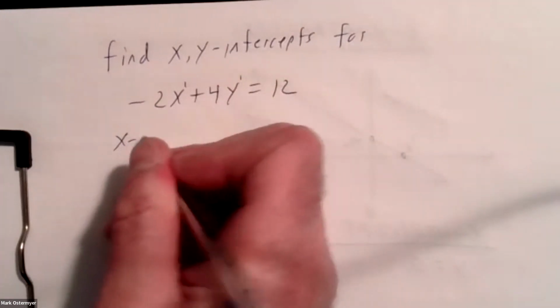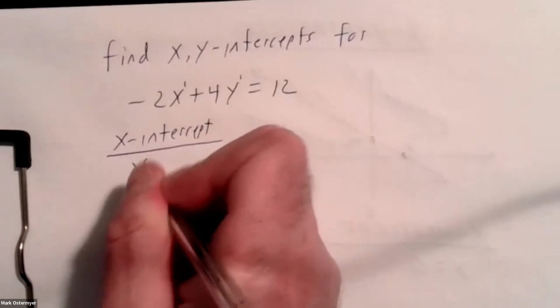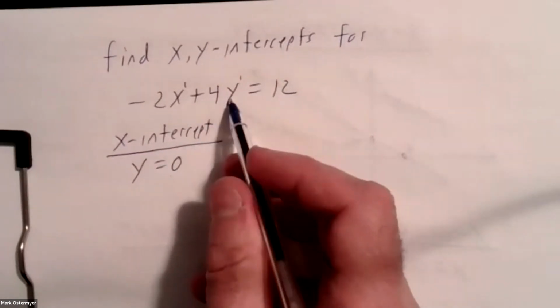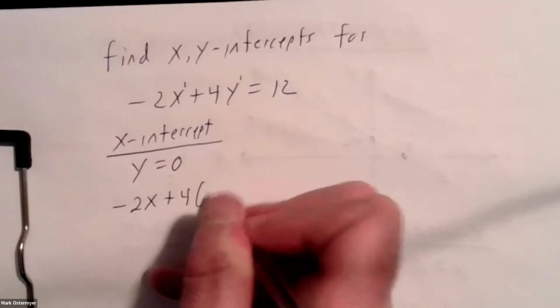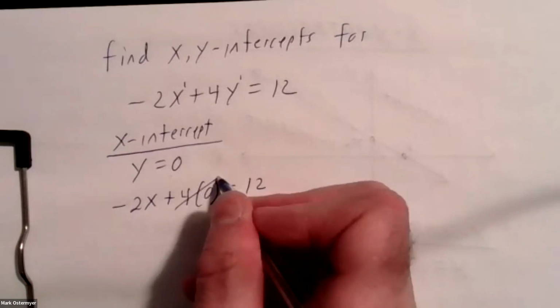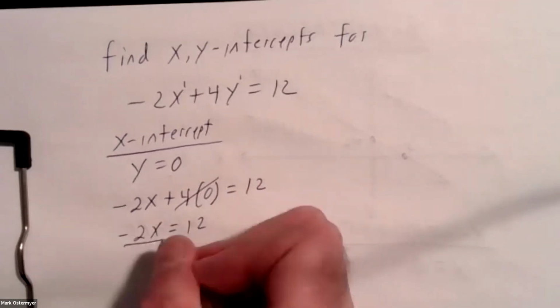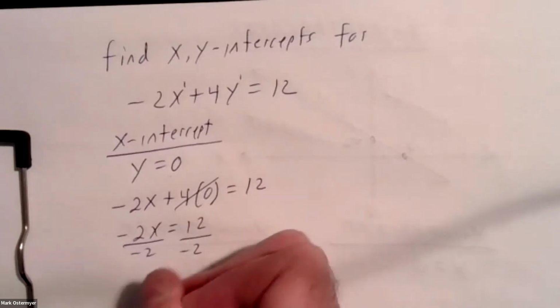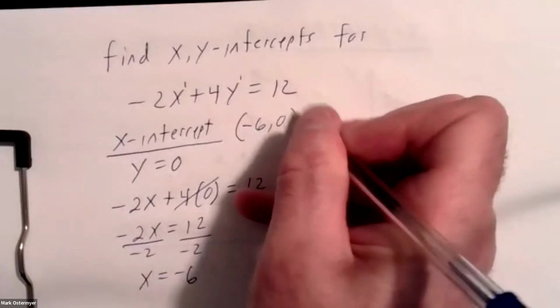To find the x-intercept, I'm going to set y equal to 0. Take 0, substitute it in for the y variable. Our equation collapses down to this right here. Now we just solve for x. This is gone. So we're left with negative 2x equals 12. Divide both sides by negative 2, and x comes out of this with a value of negative 6. So the x-intercept is negative 6, 0.